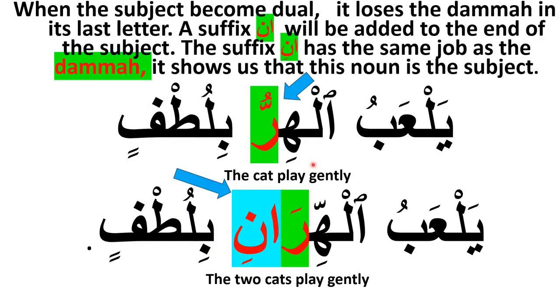When the subject becomes dual, it loses the dhamma in its last letter. A suffix ani will be added to the end of the subject. The suffix ani has the same job as the dhamma. It shows us that this noun is the subject. يلعب الهر بلطف. The cat plays gently. يلعب الهران بلطف. The two cats play gently.